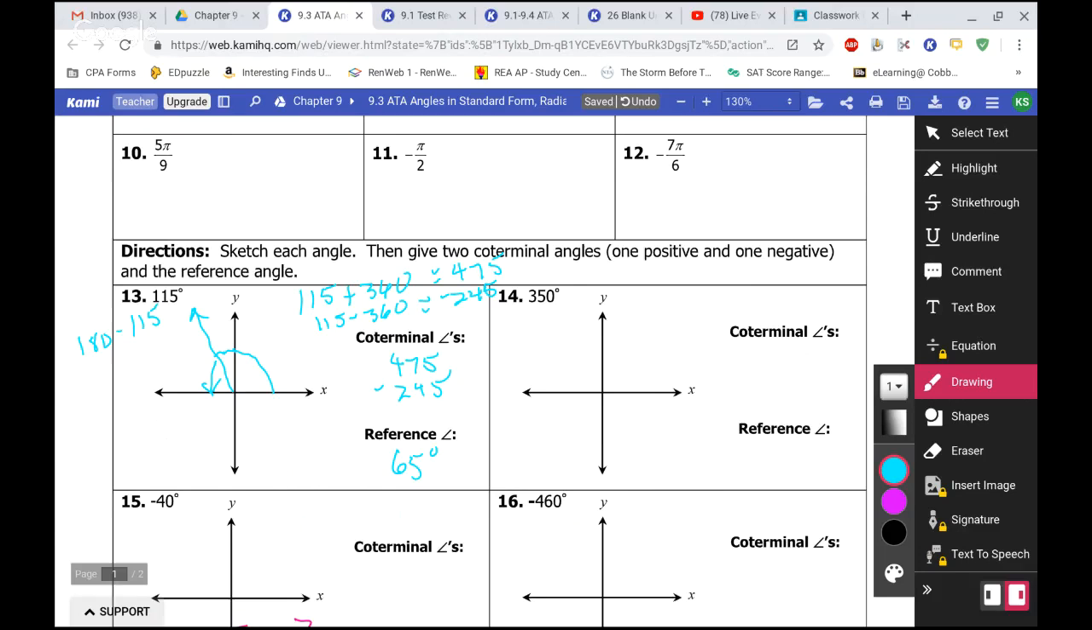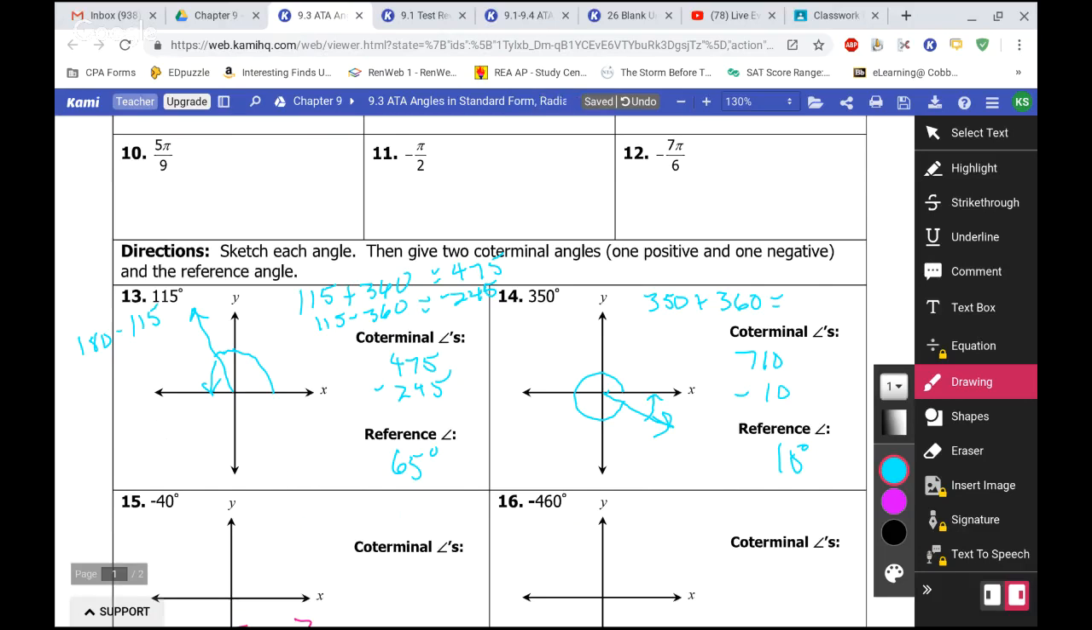And then the coterminal angle here for the positive 350, we are swinging around, to here, and we didn't quite go all the way. Then that reference angle goes to here. So your reference angle is 10 degrees. Your coterminal angles, 350 plus 360 is 710, and then negative 10.